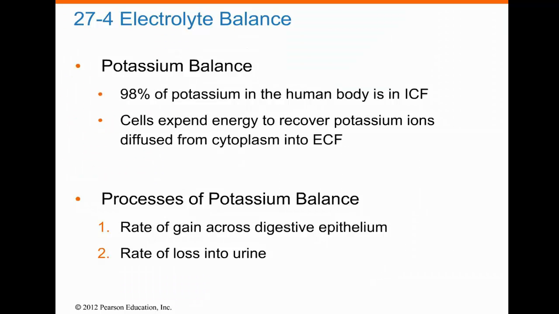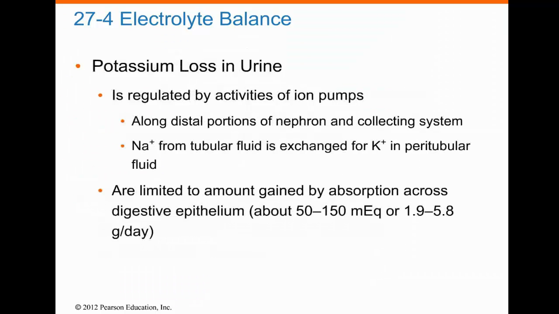So potassium lost in the urine is regulated by the activities of the ion pumps in the long distal portion of the nephron, which is part of the kidney, the collecting system. So sodium from the tubular fluid is exchanged for potassium in the peritubular fluid. And they're limited by the amount gained by absorption across the digestive system, about 50 to 100 mEq, or 1.9 to 5.8 grams per day.